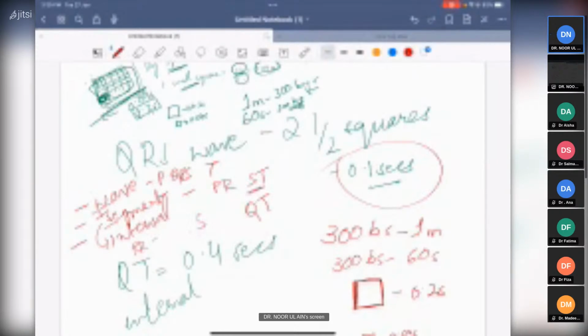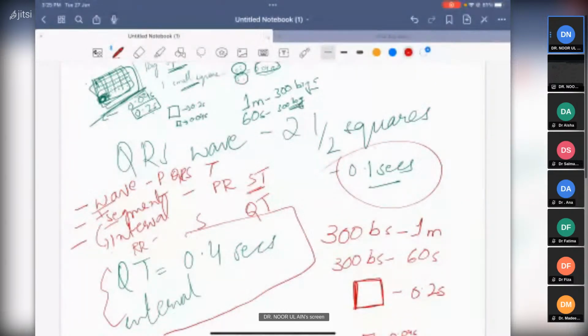ठीक है? Is this clear or did I just confuse you guys? So you have waves P, Q, R, S, T, and then you have segments, PR segment, ST segment, right? और जब आप wave और segment को ले लेते हैं तो you can actually come up with an interval. QT interval. QT interval will include what? It's an interval. It will include your QRS and T wave and a segment which is ST segment. तो इस सब का पूरा combination would be a QT interval, right?